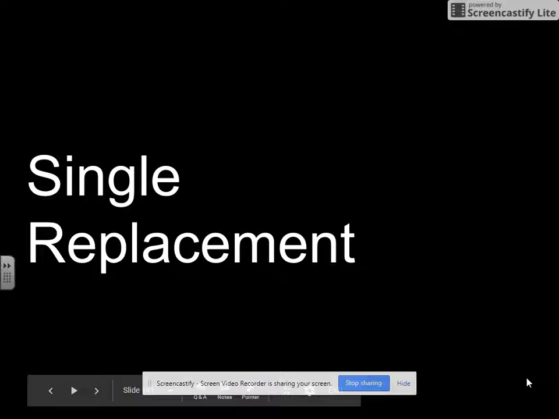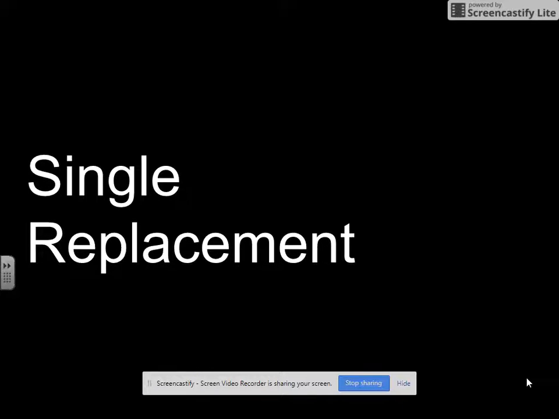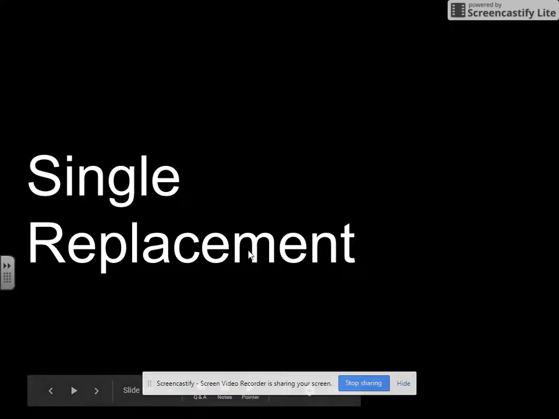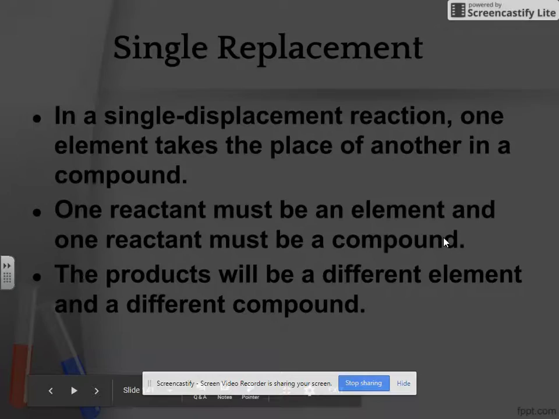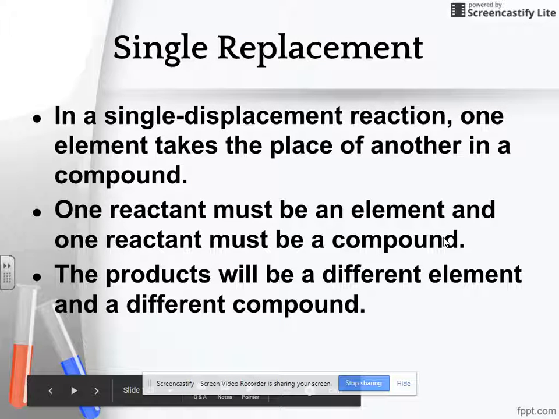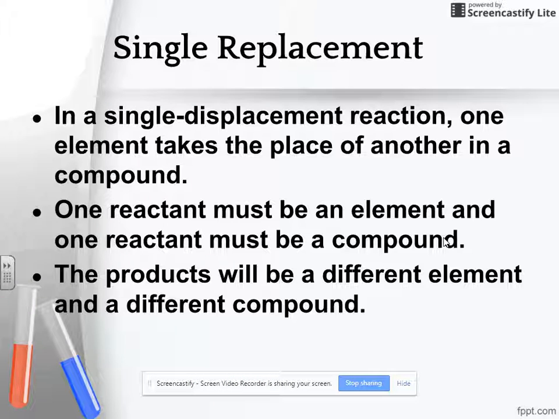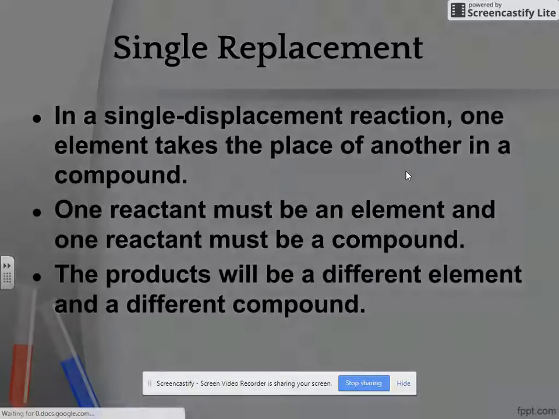This video is going to talk about single replacement and how to predict the products, okay? So taking a look at single replacement notes, remember that single replacement is where an element replaces the element that's like it in a compound. So one reactant must be an element and the other one must be a compound. The products will be a new element and a new compound that's been formed by the rearrangement, okay?